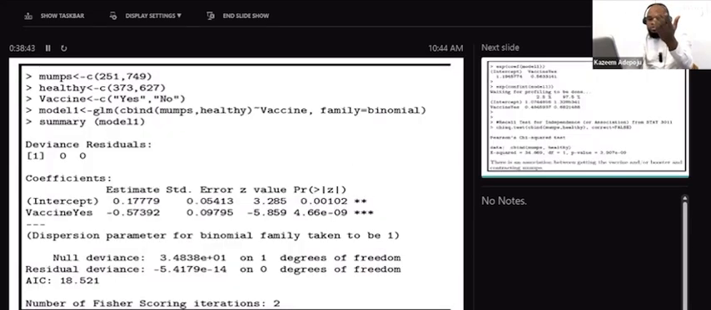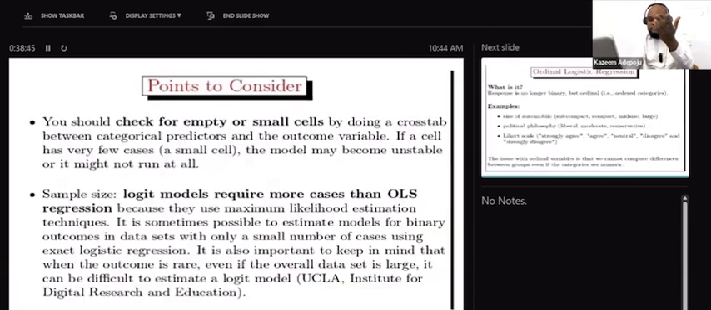Another point to note is sample size. Logit model requires more cases than OLS. What I say logit, the logit is for the generalized, right? OLS is for the what? General linear model. Okay? And that is the reason why I say that.